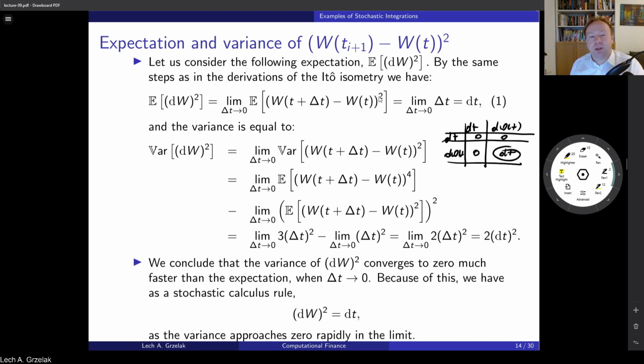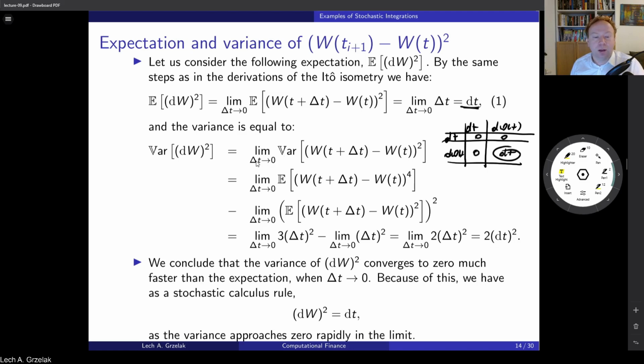We know that the expectation of this term is basically just a time. Actually it's a variance, so it's dt. So we know that the expectation of dWt squared is dt. This is a rather heuristic approach to explain this. If we look at the variance, we follow exactly the same steps.